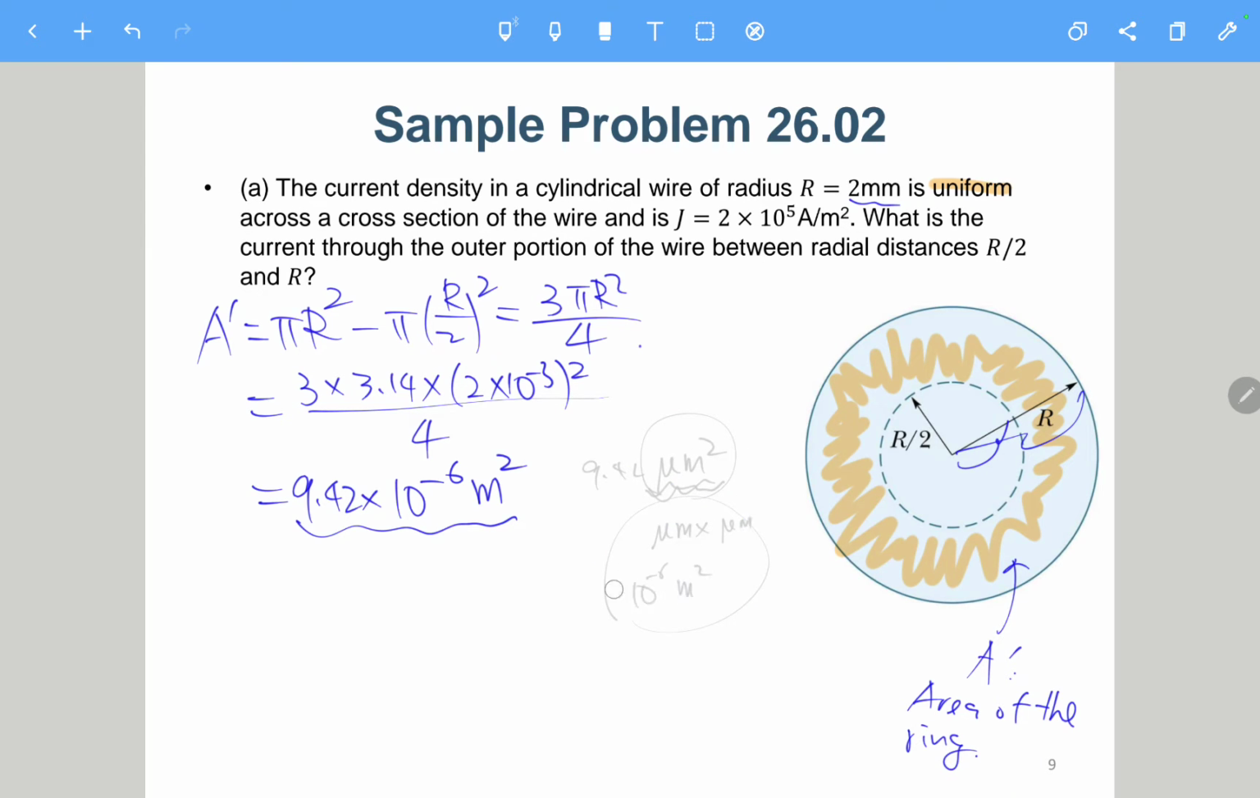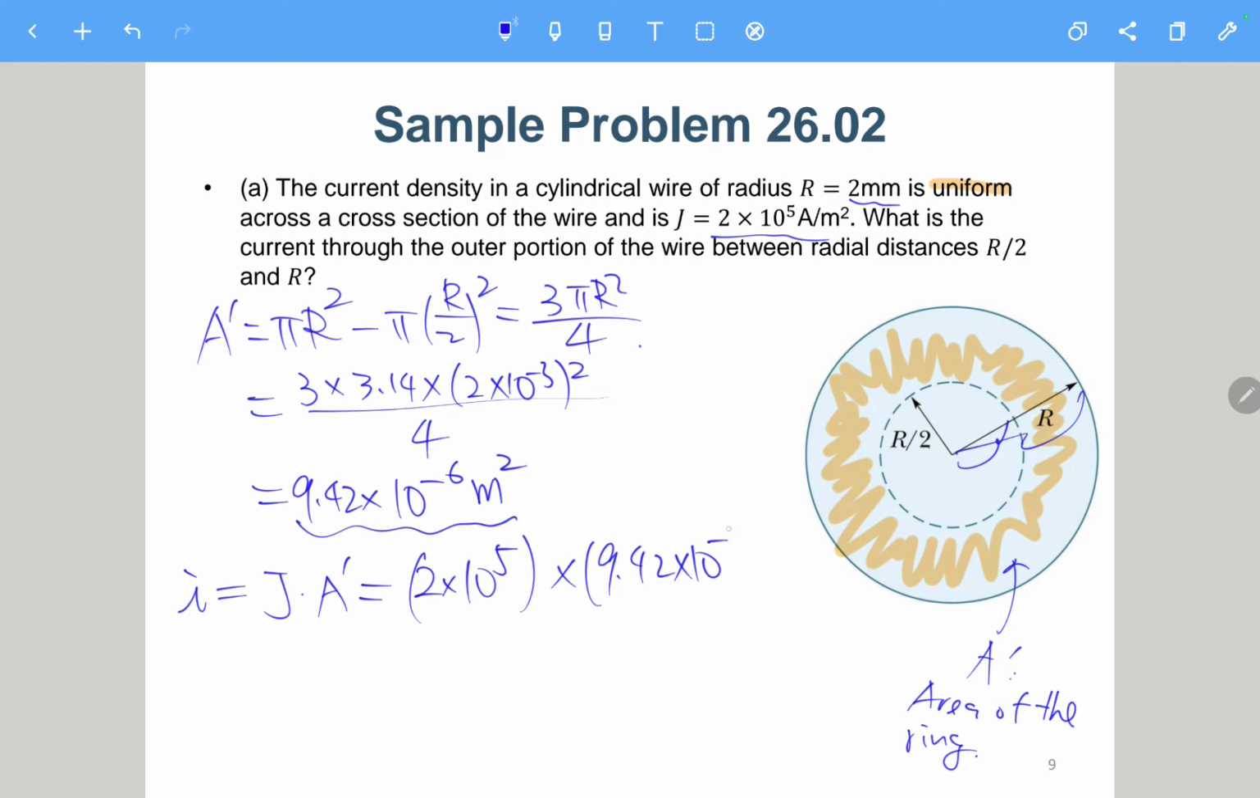So I just write it as times 10 to minus 6 meter square. Okay, so next I equals J times A prime. J is given here, so J is 2 times 10 to the 5th power, and then times 9.42 times 10 to minus 6. So it is 1.9 ampere. So this is the answer for part A, and I think it should be quite easy, as it only involves some multiplication.